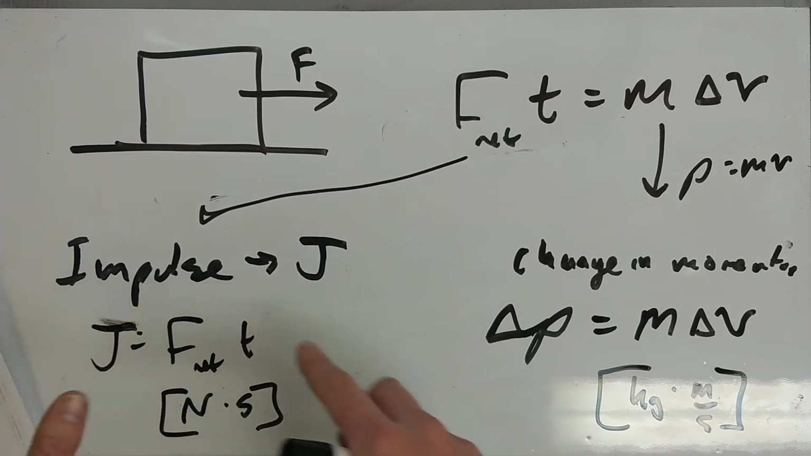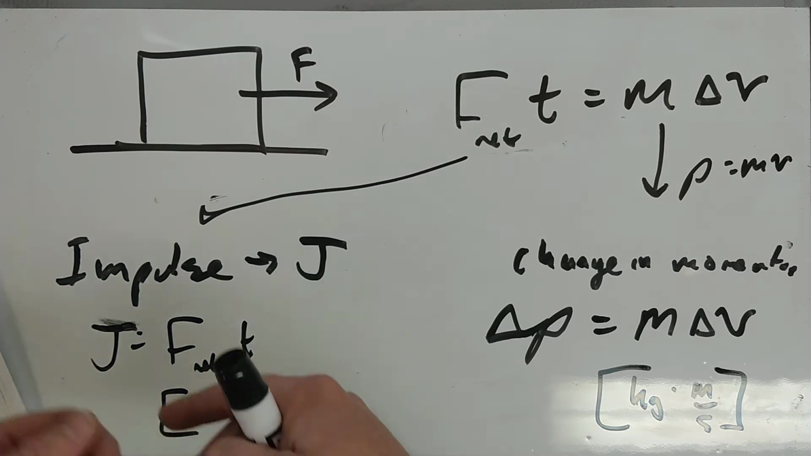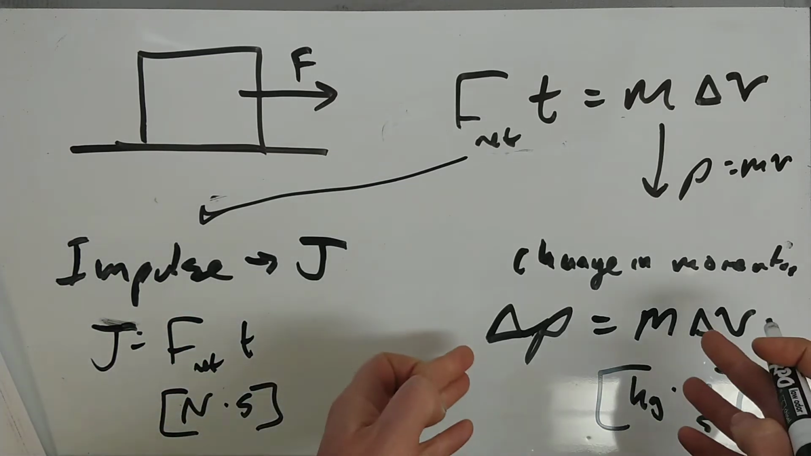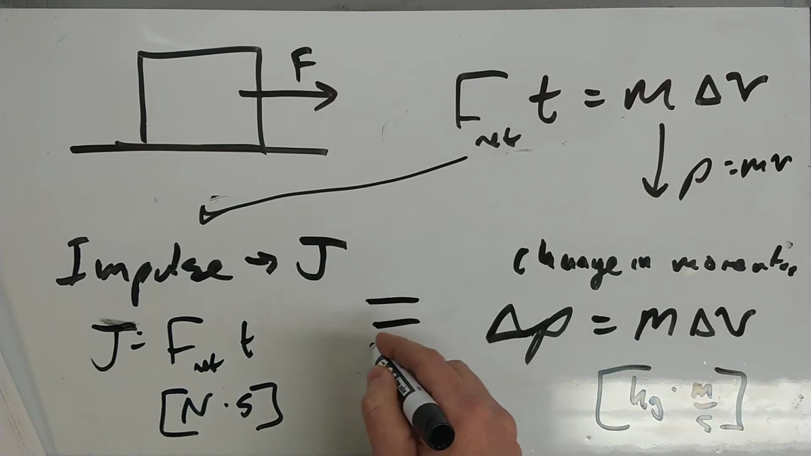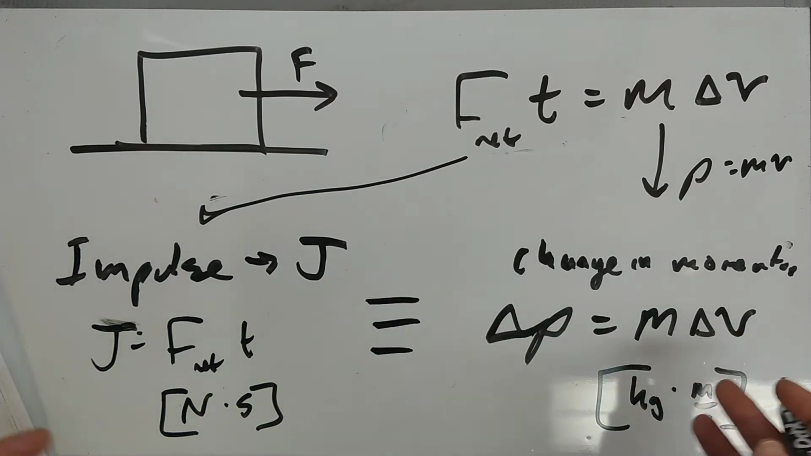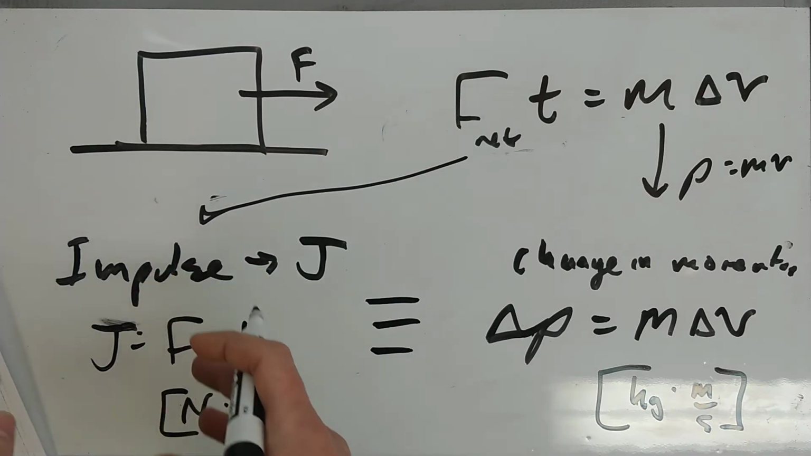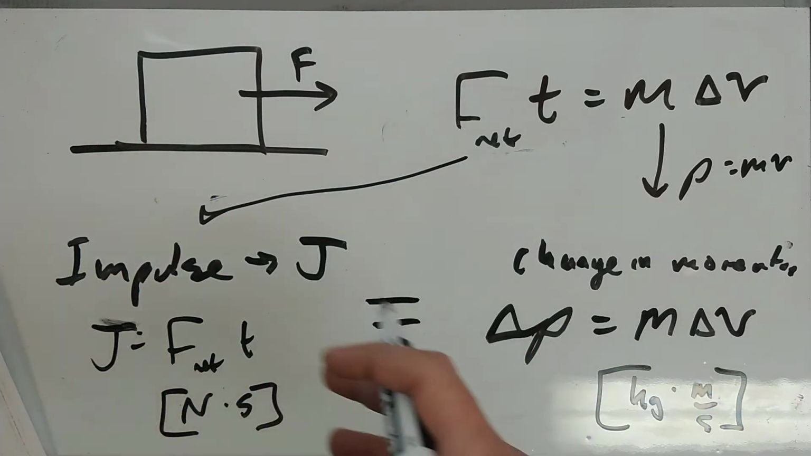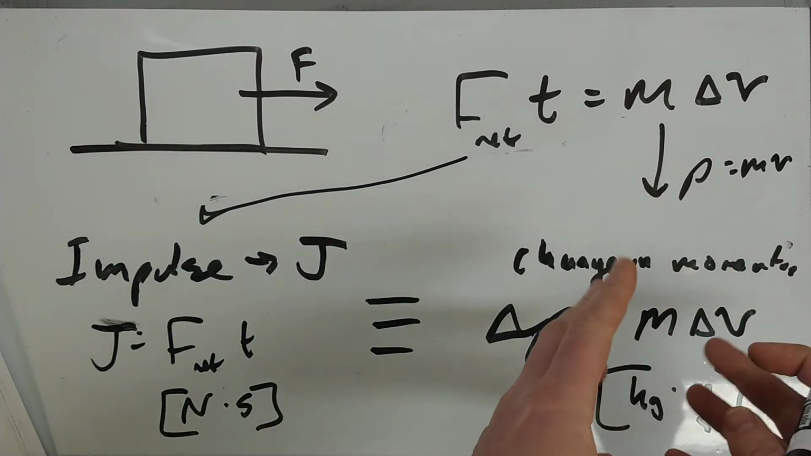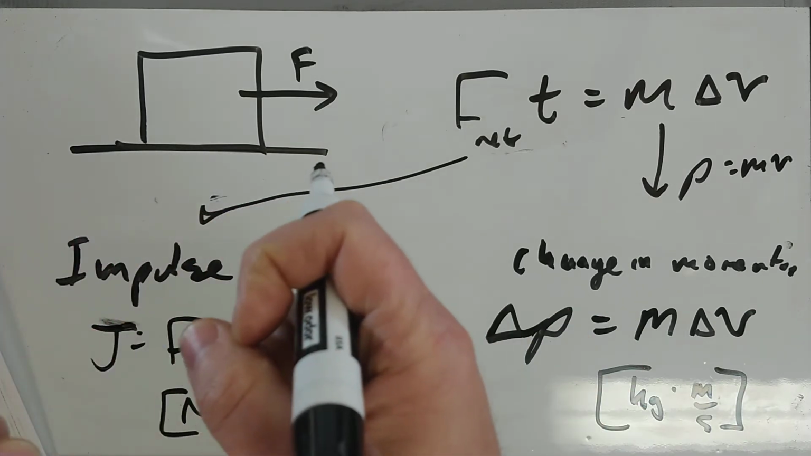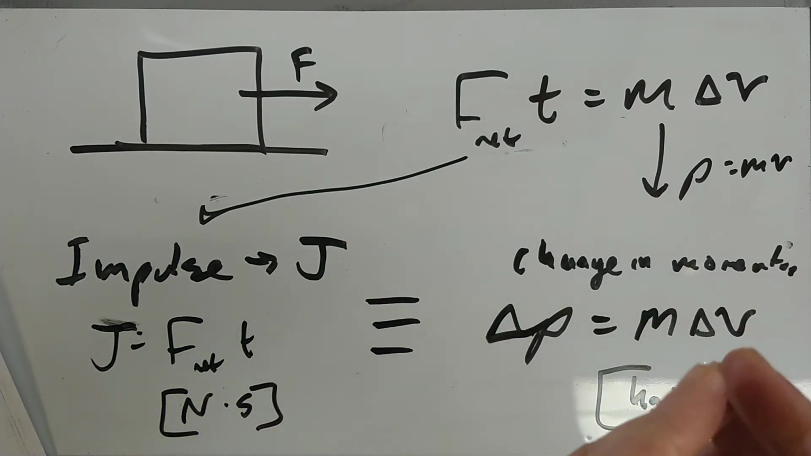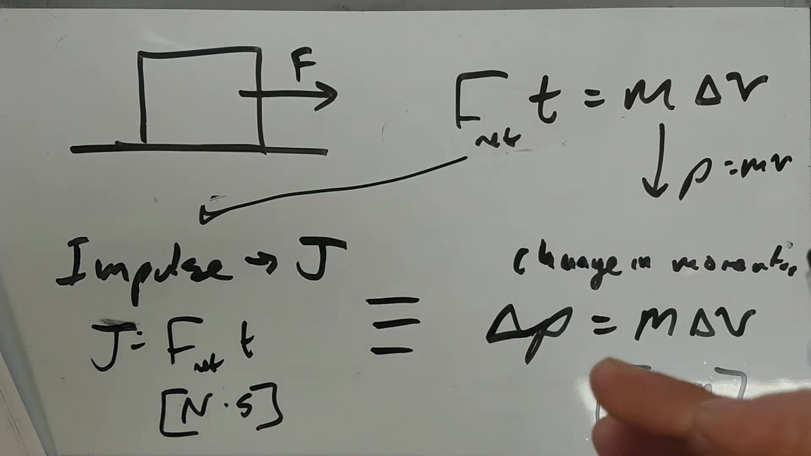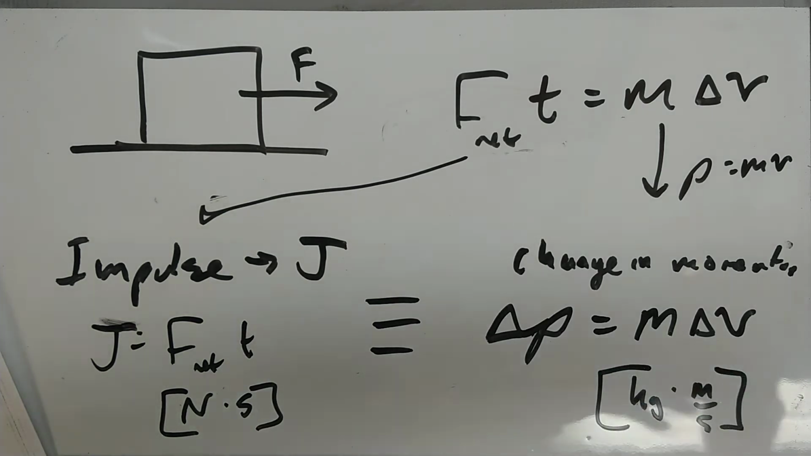So when we multiply force times time, we call it impulse. When we multiply mass and change of velocity, we call it change of momentum. But they are the same thing. An impulse is kind of like work and energy. Work causes a change in kinetic energy. You can determine the work by doing force times distance. You can determine the change in kinetic energy by doing 1/2 mv squared final minus 1/2 mv squared initial, right?